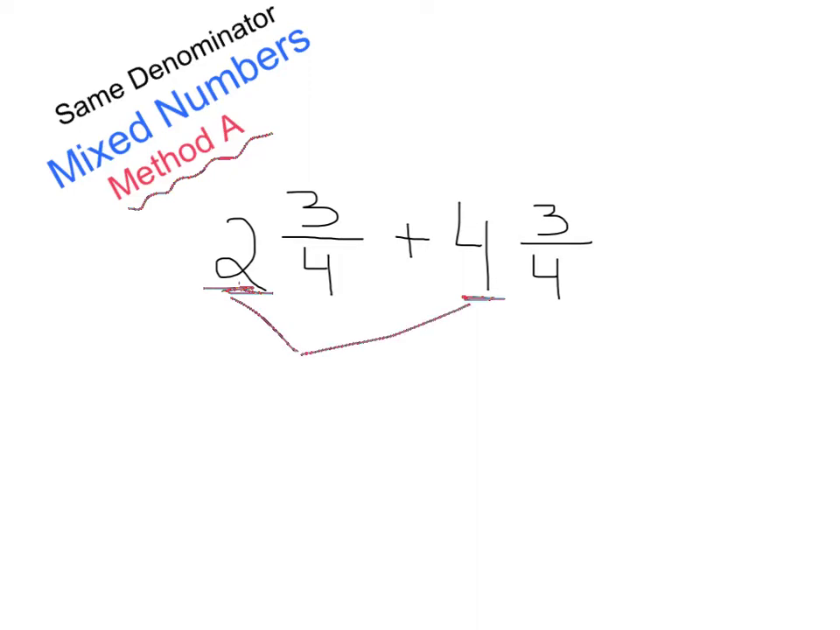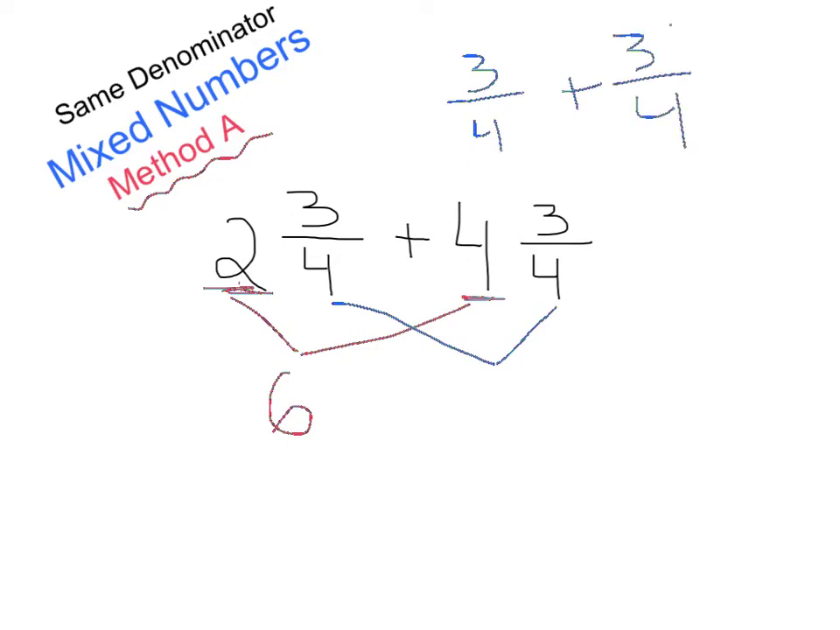2 plus 4 is 6. And then you can worry about adding the fractions. So we have 3/4 plus 3/4, same denominator, so you just add the top. 3 plus 3 is 6. So we have 6 and 6/4. But we're not done because look at our fraction. It's improper. So we're going to rewrite this.